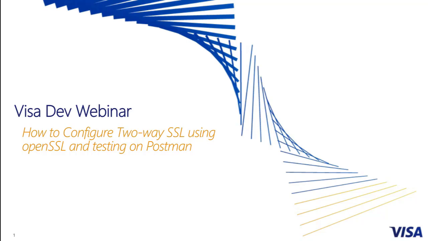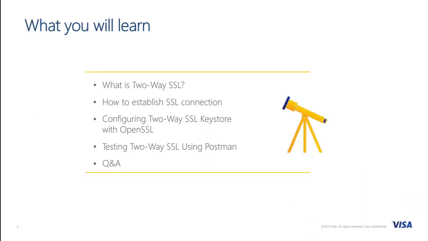So what you'll learn today: what is Two-Way SSL? We'll also learn how to establish the SSL connection. And then from there, we'll learn to configure Two-Way SSL Keystore using openSSL. After that, we'll test our Two-Way SSL connection using Postman. And then we'll wrap it up with some Q&A.